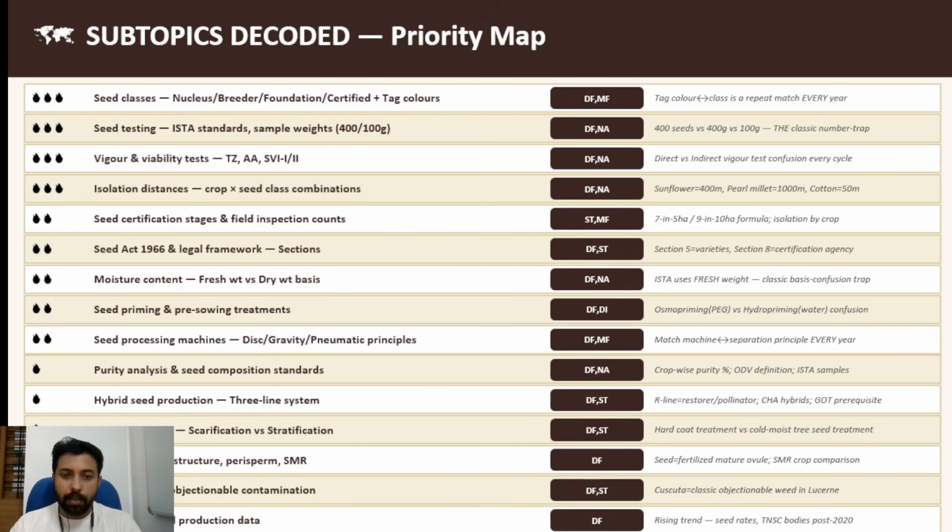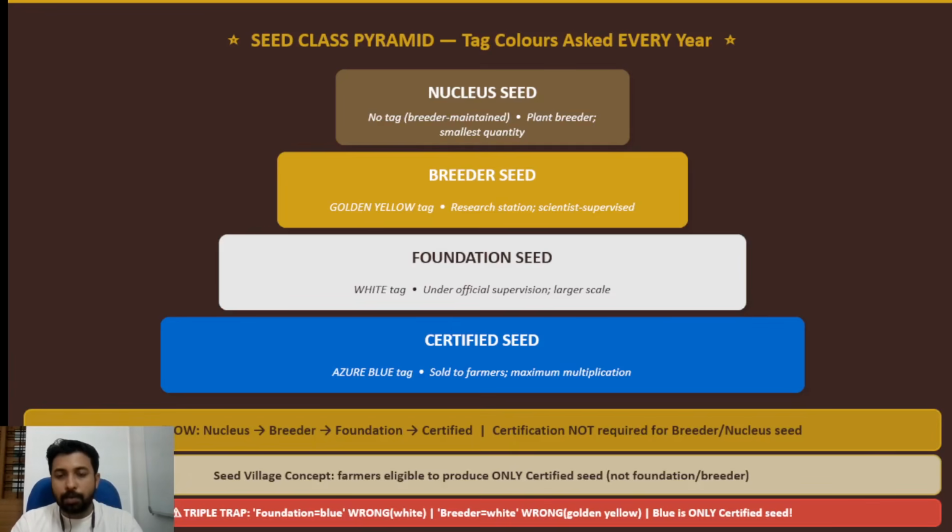Hope you got that priority list. Clear with everyone. Now we will be jumping into a few minor details of each and every priority area we just went through. Clear? First of all, the seed classes.